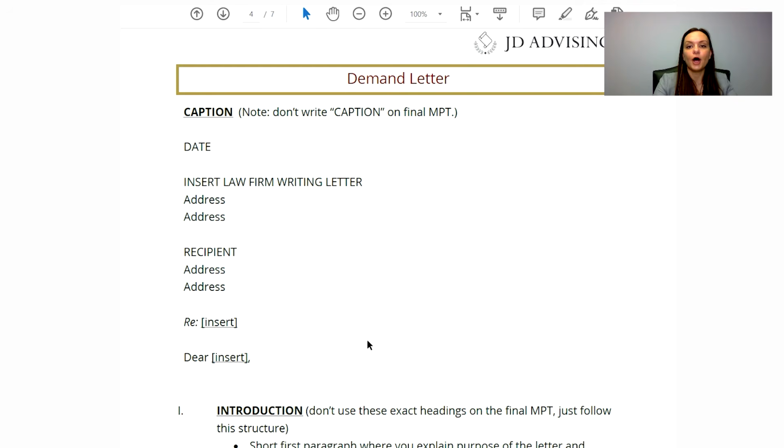Now, letters are also categorized as highly tested. There are two types of letters that we see the examiners write MPTs on, specifically demand letters and opinion letters. So here we're looking at a demand letter first. However, you'll notice once we go through the opinion letter that they're pretty similar in terms of their basic formatting. So that's kind of nice. If you're familiar with the formatting of one, it does translate pretty well to the other type of task.